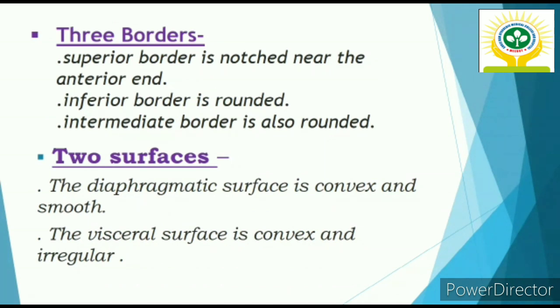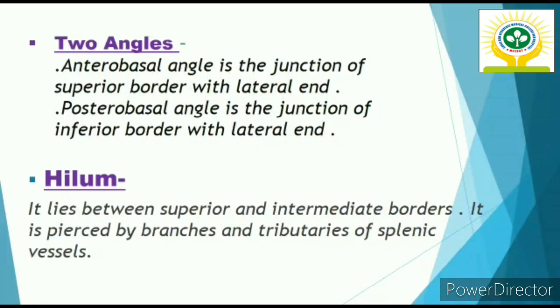Two surfaces. The diaphragmatic surface is convex and smooth. The visceral surface is concave and irregular. Two angles. Anterobasal angle is the junction of superior border with lateral end. Posterobasal angle is the junction of inferior border with the lateral end. Hilum. It lies between the superior and intermediate borders. It is pierced by the branches and tributaries of the splenic vessels.